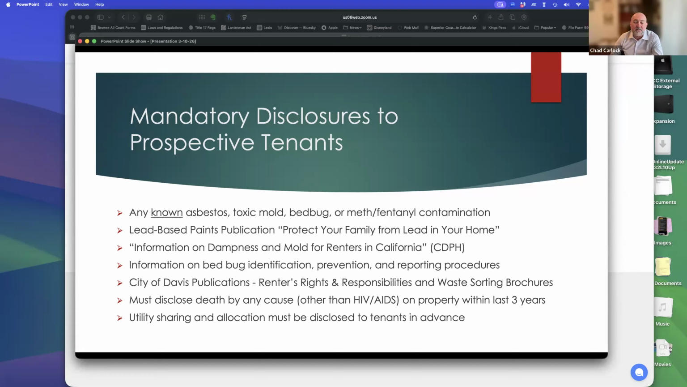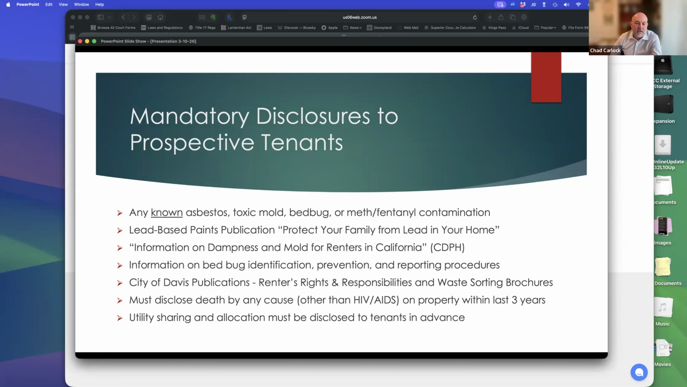If there has been a death on the property by any cause other than HIV/AIDS, that was a carve out from the law, any other death on the property within the last 3 years, any cause, has to be notified to the prospective tenant. They can then make a choice of whether they still want to apply or not based on all of this information that you're giving them.